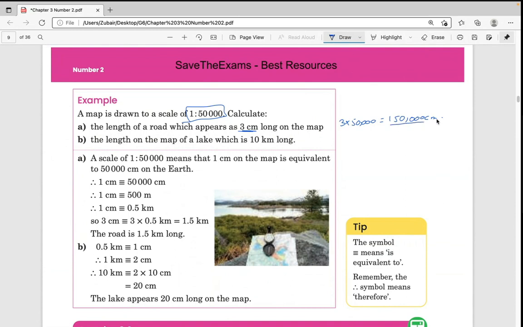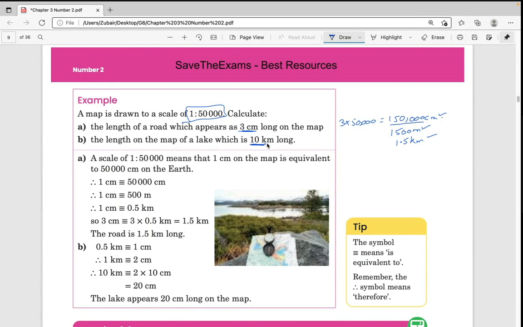That is definitely correct. If I choose to convert it into meters, I'm dividing by 100. So I'm getting 1,500 meters. If I choose to do in kilometers, if there are three students, they do these answers, all three are correct because there's no restriction. So length of road is 1.5 kilometers or 150,000 centimeters. Both are acceptable.